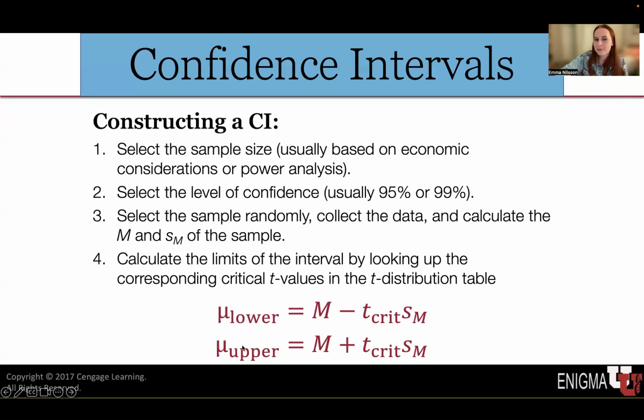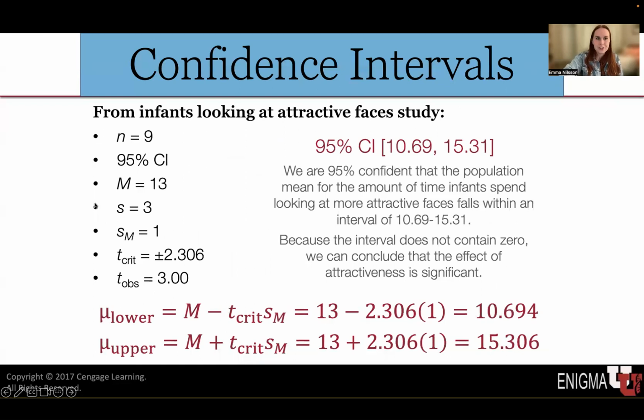of your confidence interval. The lower limit is going to be your mean minus your t-critical times your standard error. And your upper is going to be your mean plus your t-critical times your standard error. Let's look at an example.